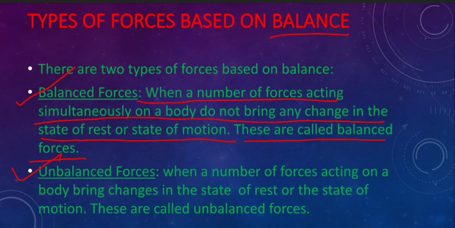Means if many forces are acting on one body and the body is still at rest, then the forces acting on it are known as balanced forces. Like if a bicycle is moving, there are many forces acting on it, but it is still moving, then it is unbalanced force. But if the bicycle is at rest, then it is balanced forces, because friction is also acting on it and gravitational force is also acting on it, so still it is at rest. That is an example of balanced force.